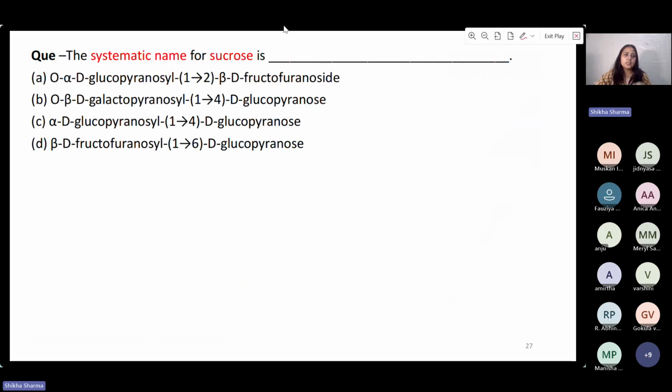Let's discuss sucrose. The systematic name for sucrose is, out of these 4, please tell me the systematic name of sucrose.